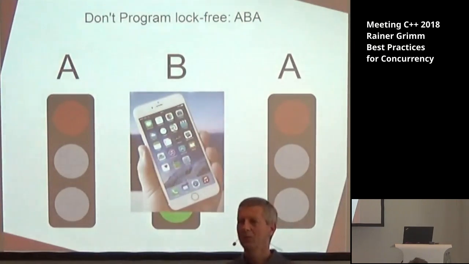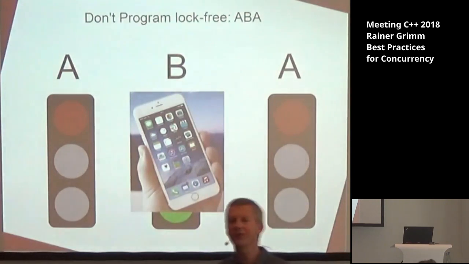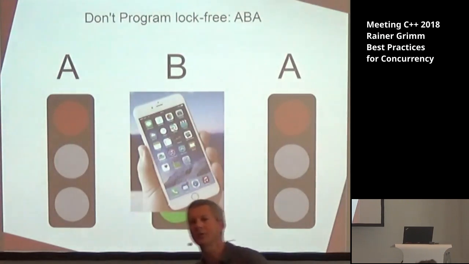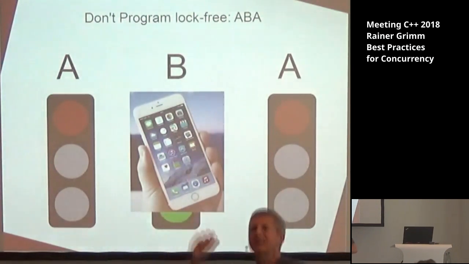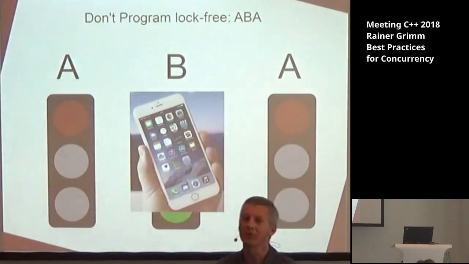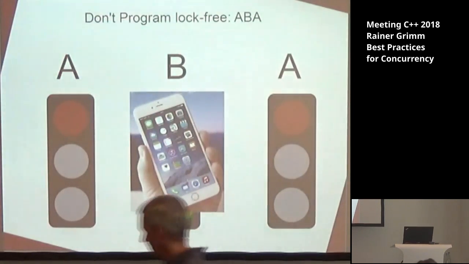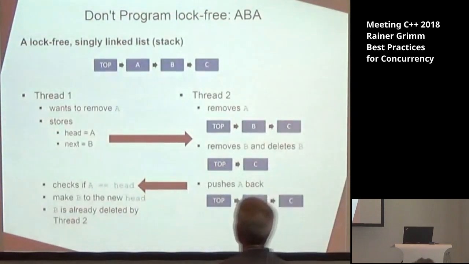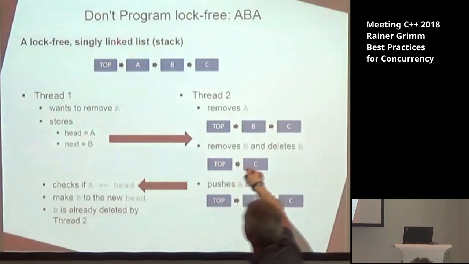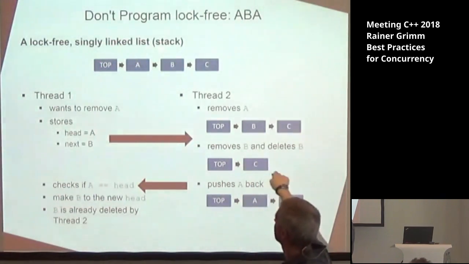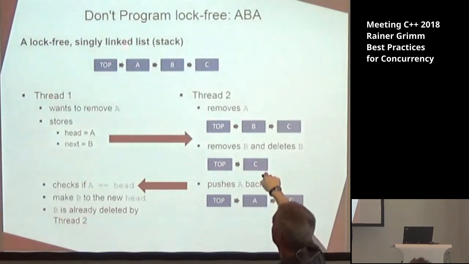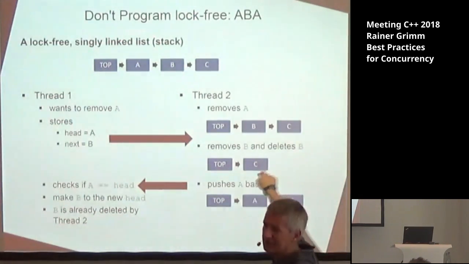A-B-A. You look at the world, it is in the state A. You want to do something, but before you do it, the world should still be in the state A, and you overlooked that it became B in between. That's ABBA. Quite simple. And what you can do with ABBA is quite nice, and that is a really big issue with concurrent or lock-free data structures such as a stack.